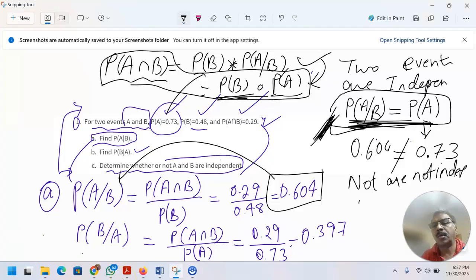So the goal was to show whether they are independent. You can see this is not equal, so these two pieces are not the same. That means the probability of A gets affected by B, so they are not independent. A depends on B. So let's take another problem.